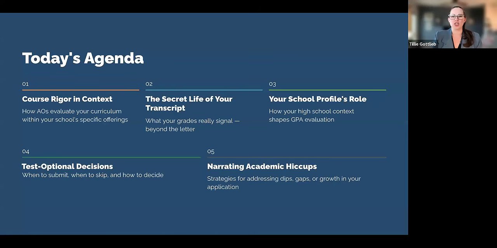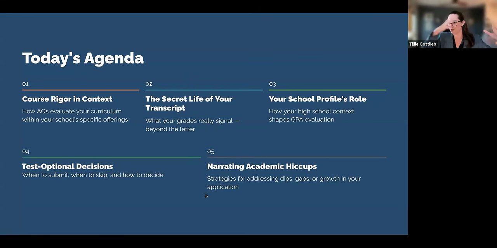Okay, so let's talk agenda, folks. We'll keep this brief because we want to get into the real content, but we are going to talk a lot about course rigor and the transcript, understanding these two critical pieces of the application. What do the grades really signal? What are the specific offerings? And then how does the school profile play a role when admission officers are looking at the application as a whole, evaluating you in your context?